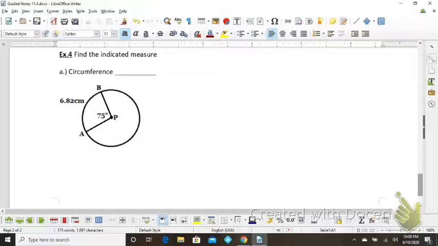So this time, that top left ratio, we're going to be able to fill in the arc length is 6.82. We don't know capital C, the circumference. That's what we're trying to find. Equals the arc measure comes from that central angle, 75 degrees, over 360 degrees.